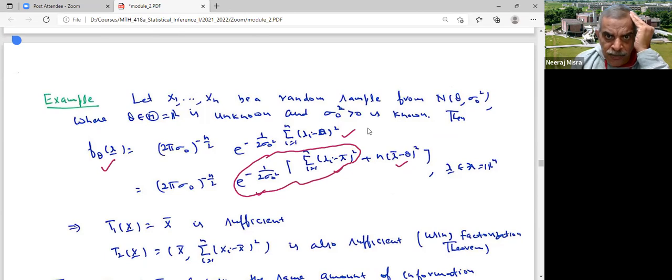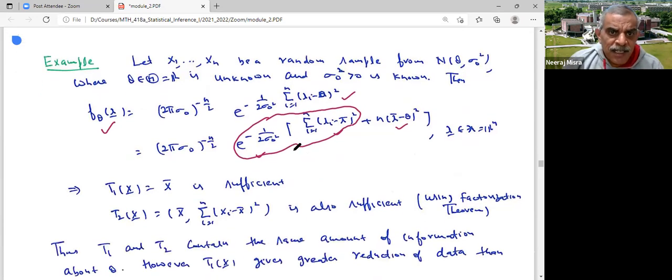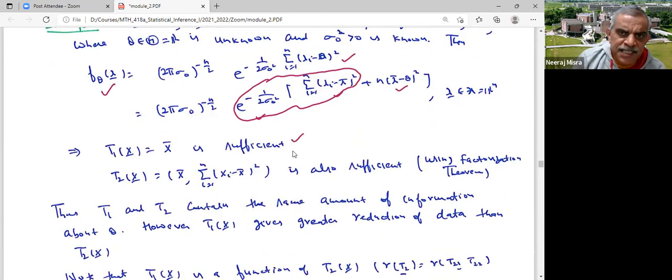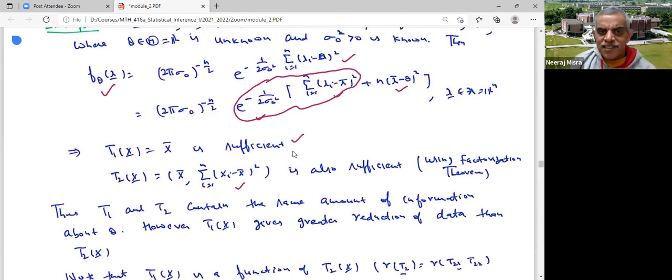Because in that case, I consume this with h(x), and I take this as psi of T(x), theta, which is psi of x bar. The factorization theorem also gives me the freedom not to subsume this into h(x), and to keep it with psi of summation xi minus x bar whole square, x bar, comma theta. I could have taken that also. So by the factorization theorem, x bar is sufficient, as well as x bar and summation xi minus x bar whole square. In fact, by the factorization theorem, the whole sample is also sufficient.